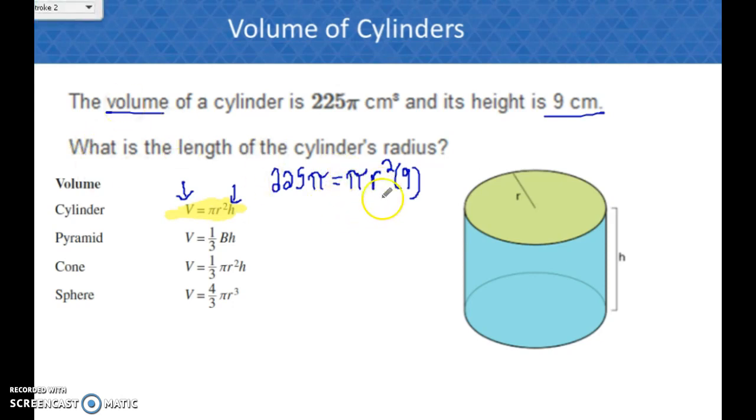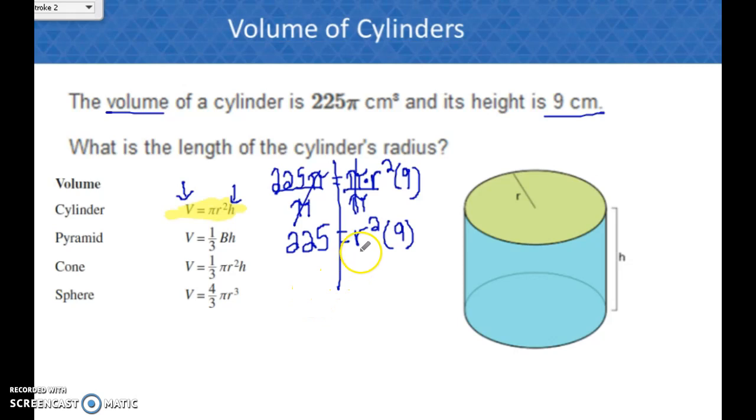So the first thing I'm going to do is get rid of pi. And right now it's pi times r squared. And so the opposite of multiplying is to divide. And whatever you do to one side of the equation, you have to do to the other side. Pi divided by pi cancels, leaving you with just 1 r squared. And then on this side, our pi's also cancel, leaving us with just 225.